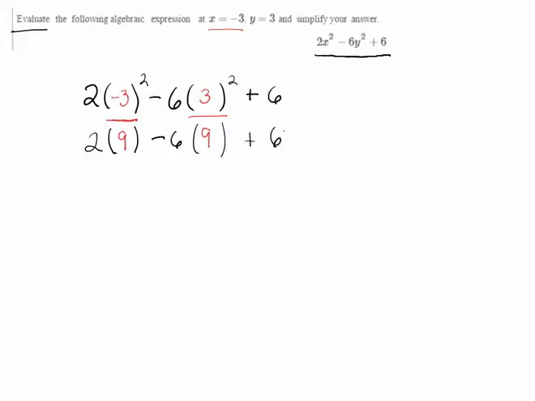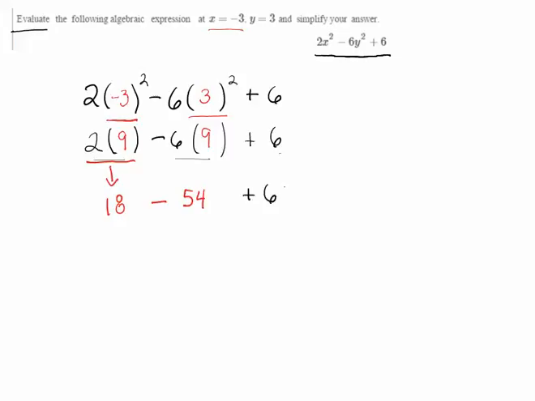So you can see in red, that's the result of squaring each of the numbers. The orders of operations, we do the squares first. Now we have multiplications and addition. So we're going to do the multiplications next. 2 times 9 is 18. And then you can either think of this as negative 6 times 9 or subtracting 6 times 9. Either way, you end up with minus 54. And then finally, plus 6.